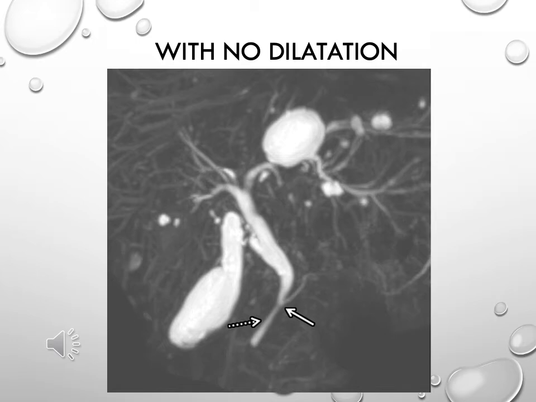This slide shows the pancreaticobiliary maljunction with an abnormally long common channel. This is the no dilatation type. The pancreatic duct is seen here joining the CBD, and there is no dilatation whatsoever of the CBD.